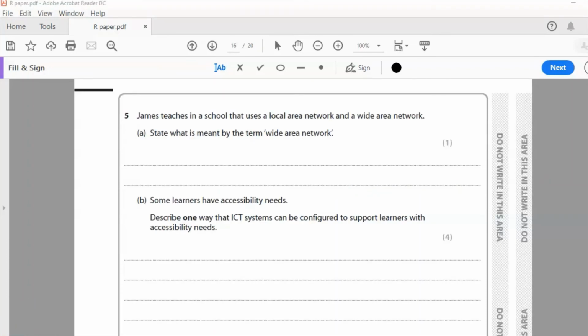Question 5. James teaches in a school that uses a local area network and a wide area network. State what is meant by the term wide area network. Wide area network is a network that covers a very large area. So think about a wide area network. It's something like the internet. It's a network of networks. So a network contains multiple networks connected together with gateways. So it's a network of networks.